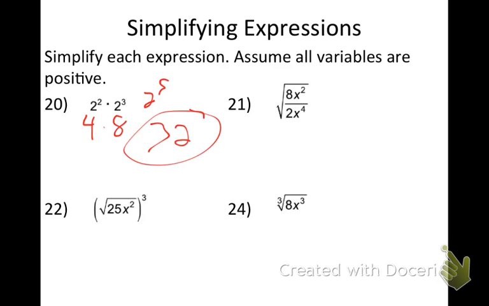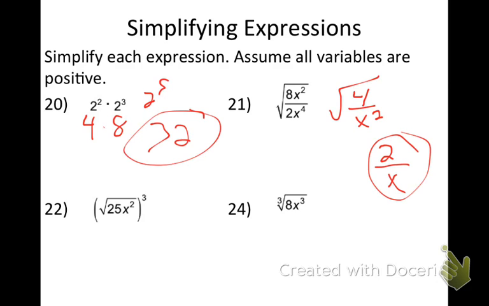21. You'd want to simplify the radicals first, and then do the square root. So when you simplify, you get the square root of 4 over x squared. The x squared stays in the bottom. And then I simplify the radical. Square root of 4 gets me 2. Square root of x squared gets me x. I have 2 over x.